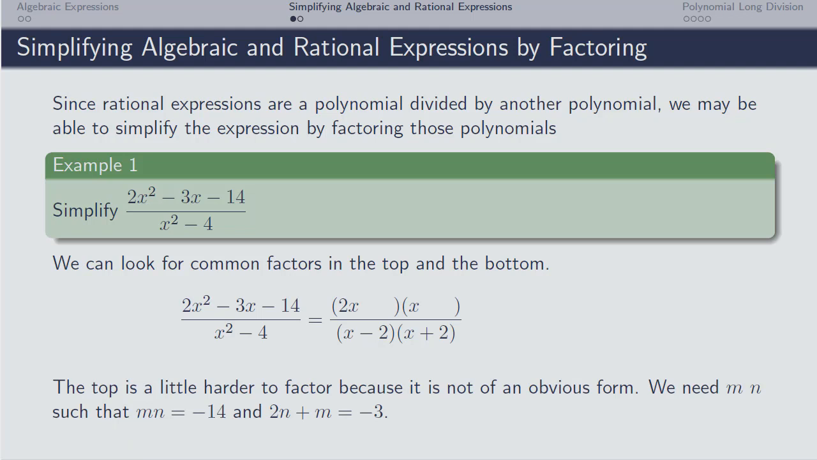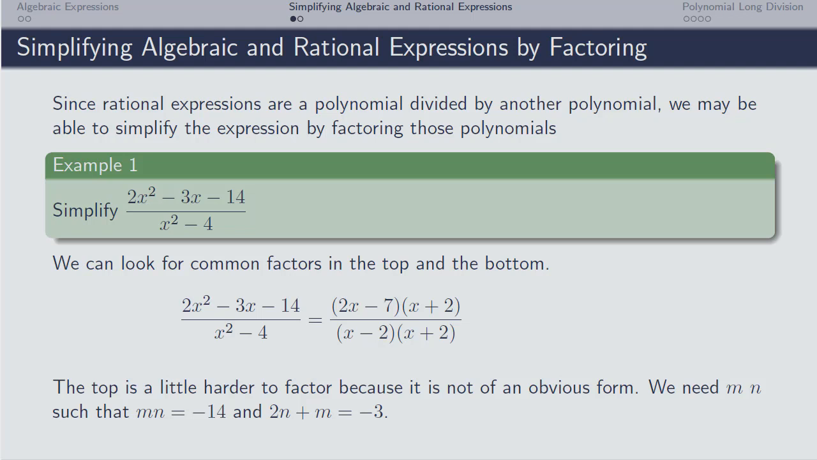If we're able to factor it. Right, so we need now the two numbers that will multiply together to get negative 14, where 2 times the second one plus the first one will be minus 3. Think about that. What about negative 7 and 2? Those multiply together to get negative 14. 2 times 2 is 4, minus 7 is negative 3. So yes, that's going to work.